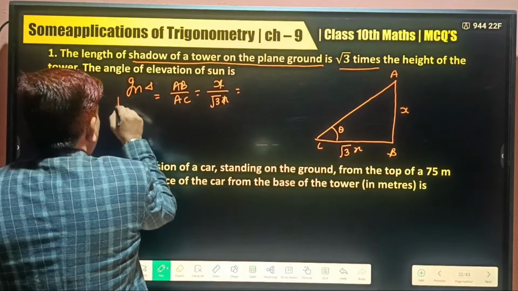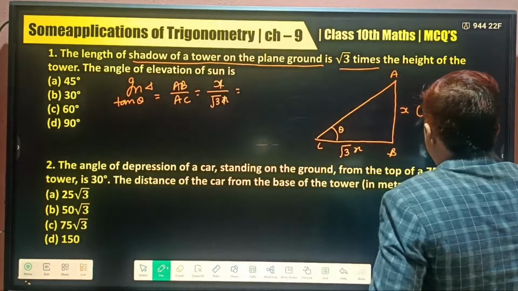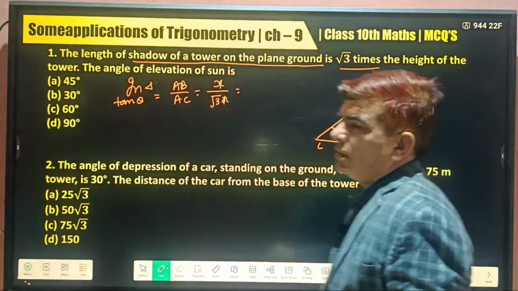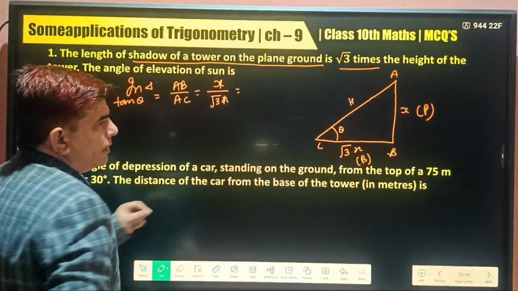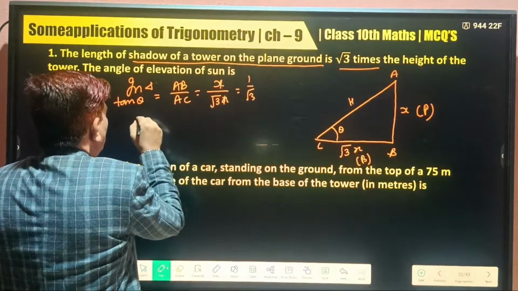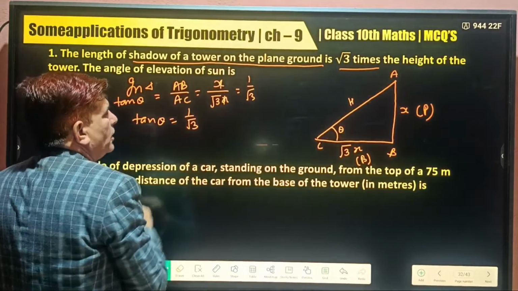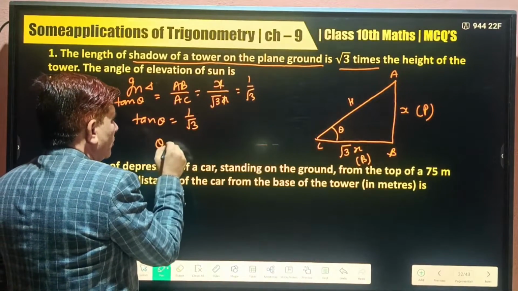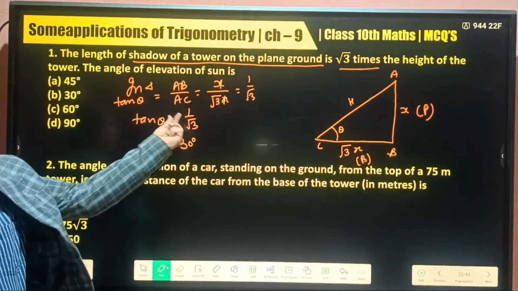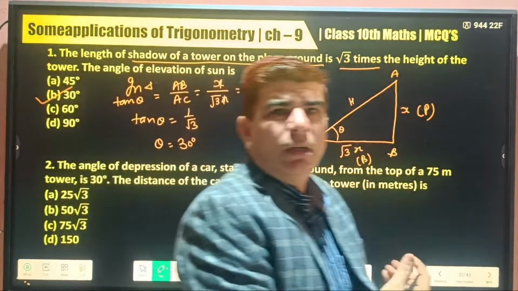So what is this? This is tangent theta. Theta is this, so this is perpendicular, this is base, and this is hypotenuse. So tangent theta is perpendicular by base, so 1 by root 3. So tangent theta equal to 1 by root 3, so theta equal to 30 degree. At 30 degree, the value of tangent theta is this. So B is your answer. Understood?